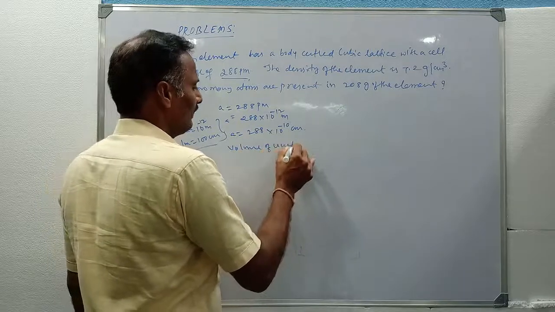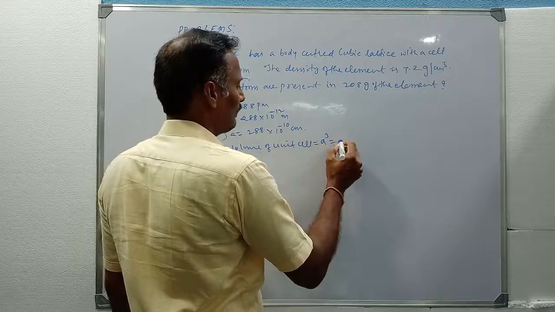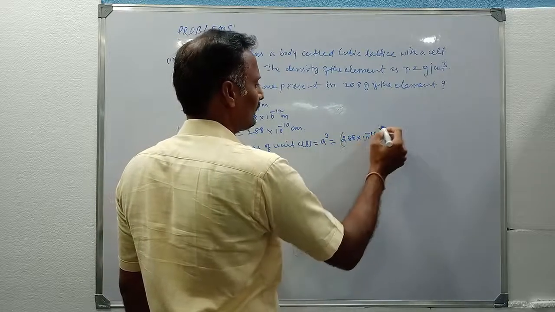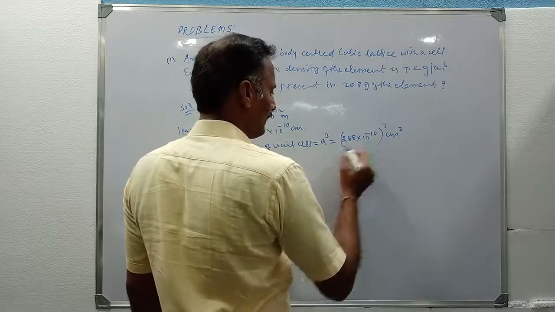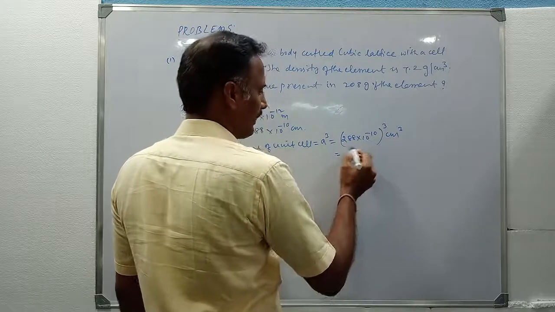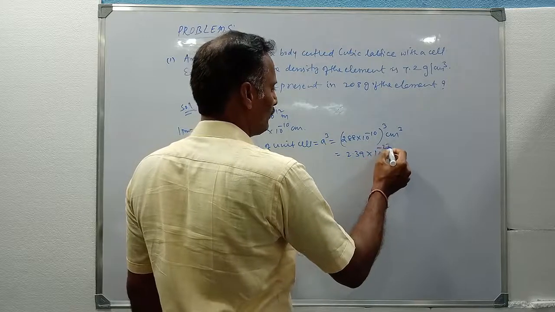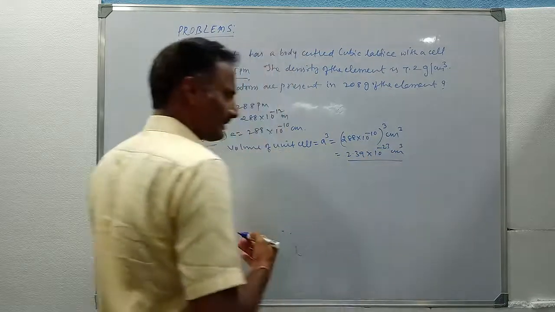Volume of unit cell is equal to a cube. a cube equal to 288 into 10 to the power of minus 10, whole cube, in centimeter cubes. That equals 2.39 into 10 to the power of minus 23 centimeter cubes. This is the volume of the unit cell.